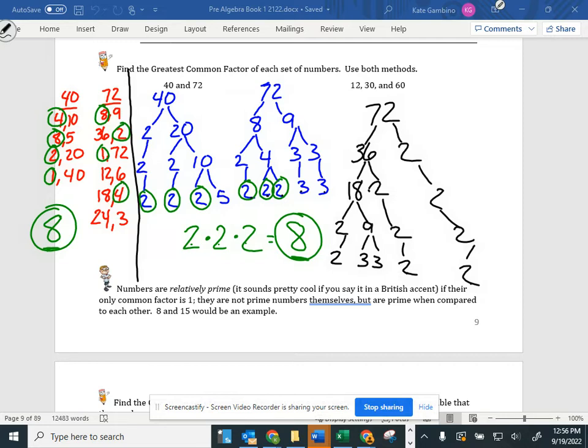Yes, you can use a calculator to help you find your factors. Okay, but the calculator is not going to tell you which factors the 2 different numbers share in common or the 3 numbers share in common. But you can use a calculator to help with that. We're not doing that right now as we're working.